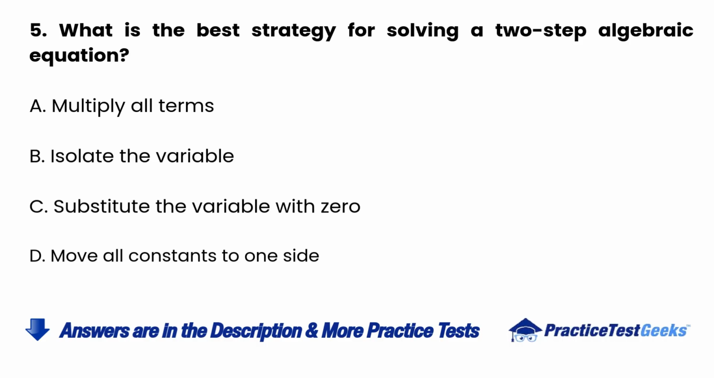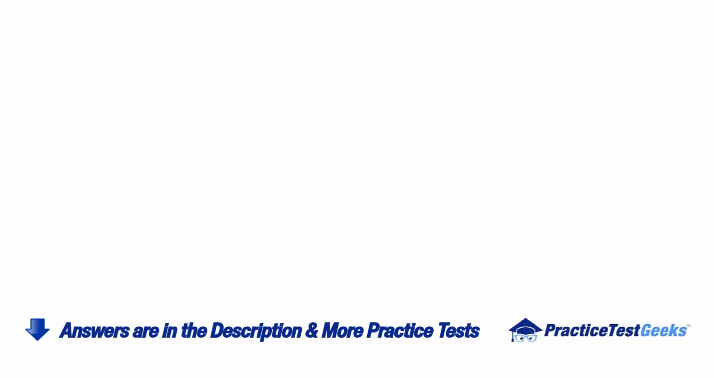5. What is the best strategy for solving a two-step algebraic equation? A. Multiply all terms. B. Isolate the variable. C. Substitute the variable with 0. D. Move all constants to one side.